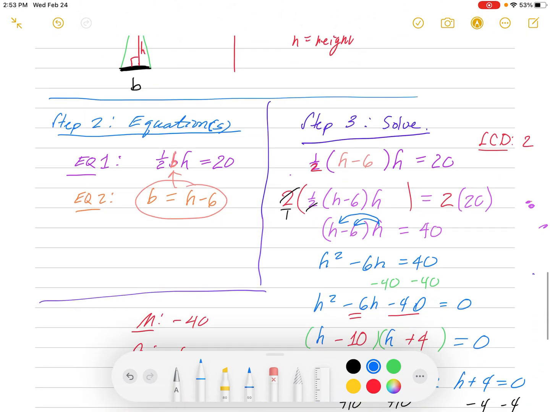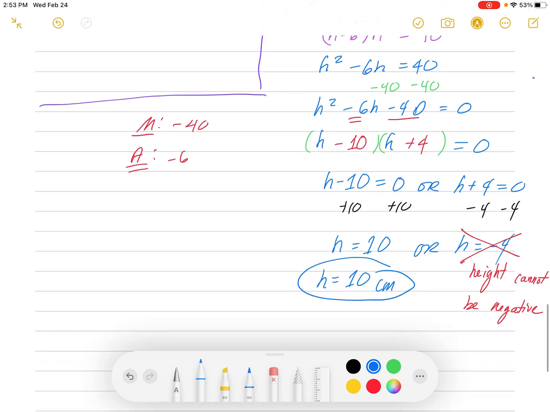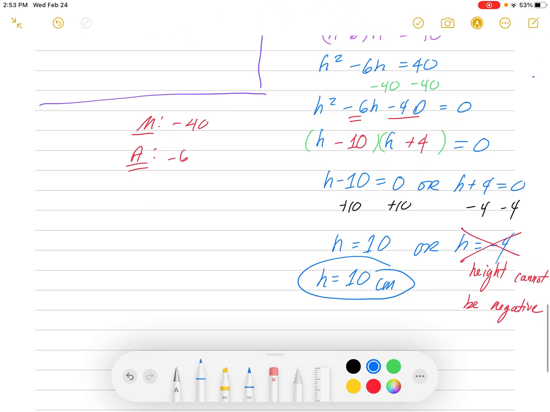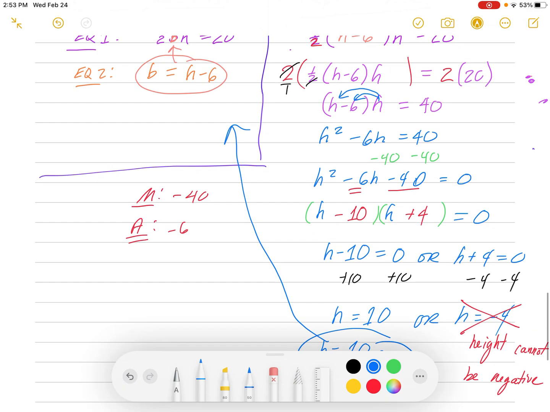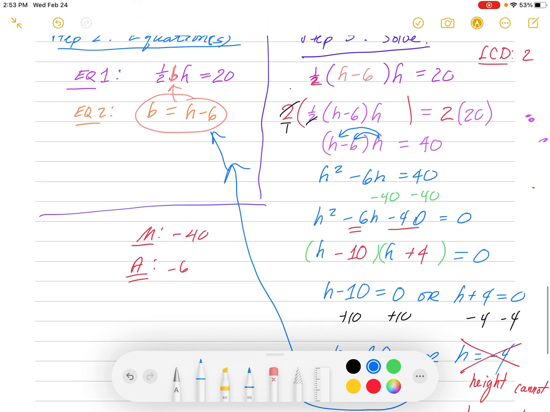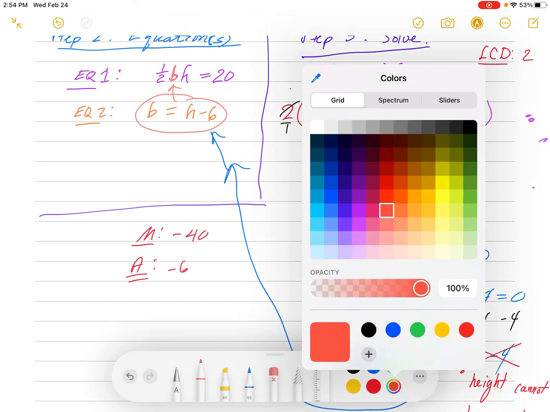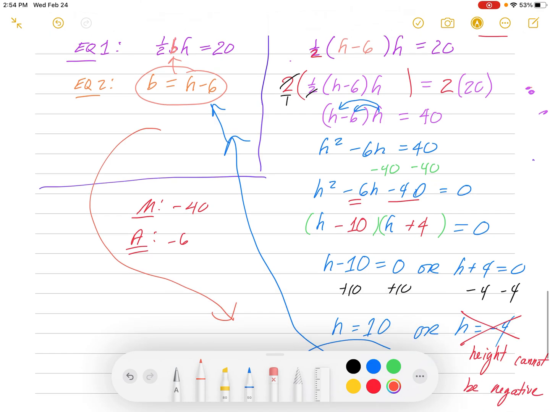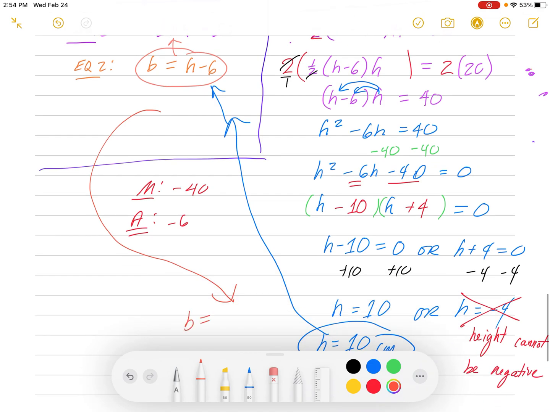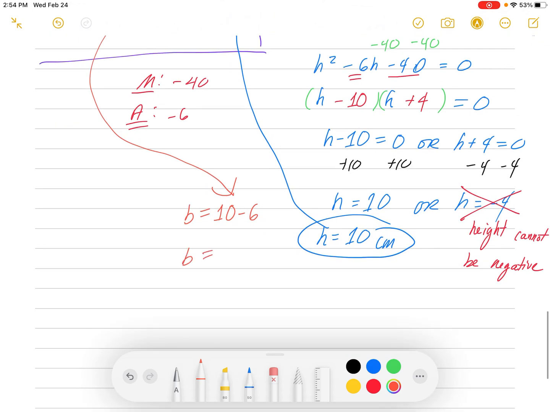Remember, we're also looking for the base. How can we find the base if the height is 10? Well, if we take a height of 10 and we plug it back into our second equation right here, we take 6 away from the height, and we get 4, right? So I'll take that the base is the height minus 6. 10 minus 6. That means the base is going to be 4 centimeters. And there we have it. The base is 4 centimeters, the height is 10.